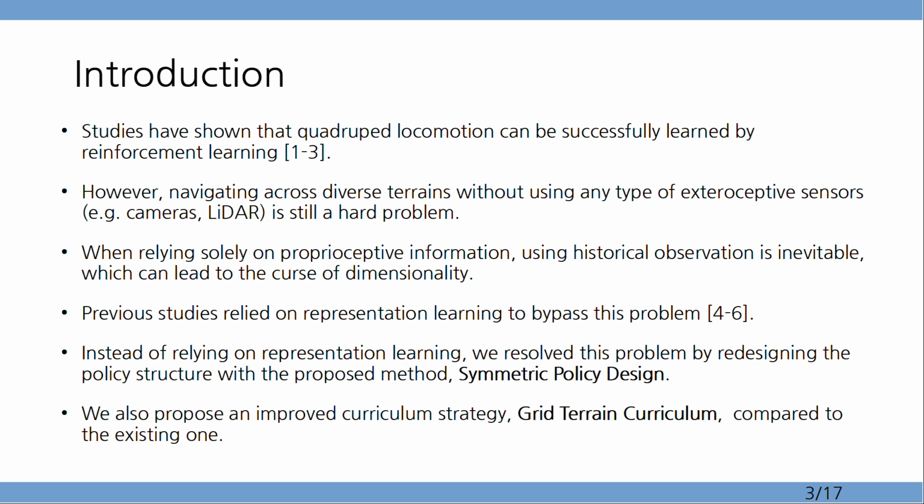A common strategy here is to use historical observations to estimate the robot's state, but this introduces the curse of dimensionality, making learning inefficient. While past work leaned on representation learning to address this, we took a different path, leveraging the robot's natural symmetry and a tailored training curriculum.